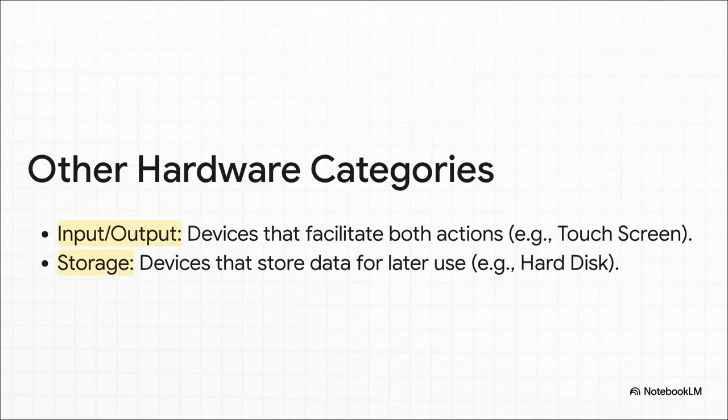Now, of course, it's not always that simple. Some hardware can wear a couple of different hats. Think about the touchscreen on your phone. It's an input device when you tap it, but it's also an output device because it's showing you what's happening. And then you've got storage, like a hard drive, which is all about holding on to information for later. They're all key parts of the computer's body.